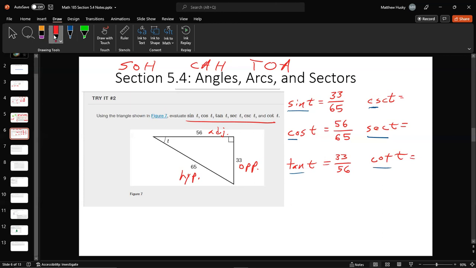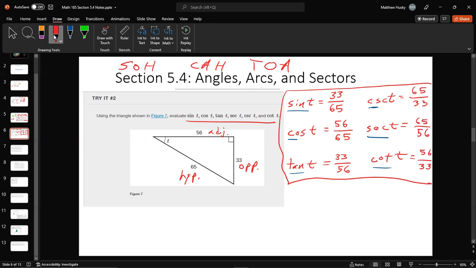Anyway, let's see. What we're going to do here is just flip the fractions over. So we're going to have 65 over 33. We're going to make this 65 over 56. Flip this one upside down, we get 56 over 33. And there you go. Woo, look at that. I've got a bit of a sore throat, so you'll have to bear with me here. But there you go. We've got all 6 trig functions for that angle T.